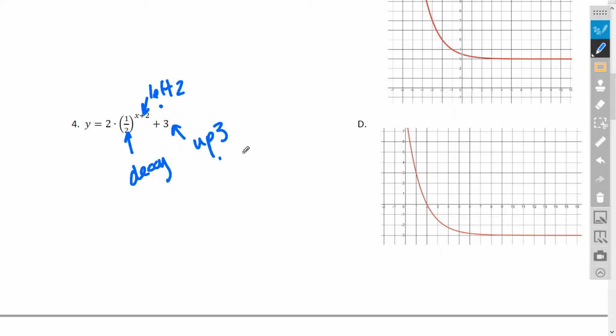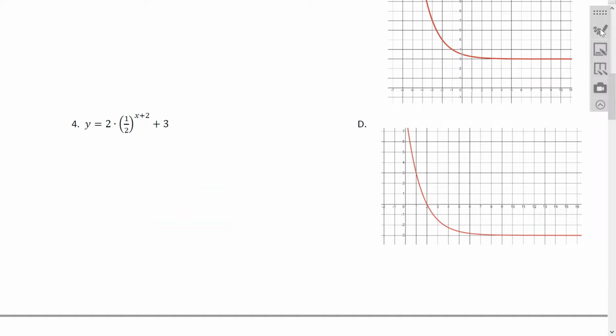So decay, letter C and D are the only decay options, and we're looking for the one that's been shifted up 3. So you can see here that our asymptote is at 3 instead of 0. So this is decay, shifted up 3. So letter C is the one we're looking for here for number 4.